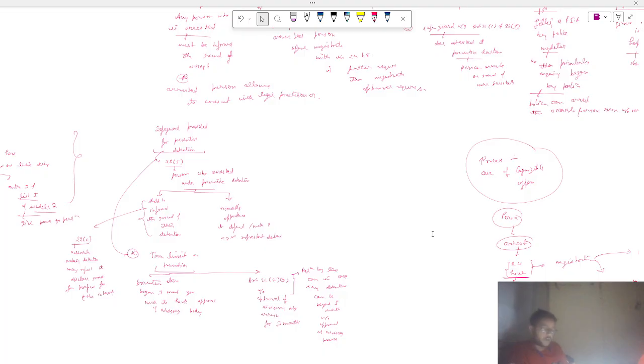But Parliament by law can extend preventive detention beyond 3 months without consulting the advisory body. So these are the provisions given under Article 22 for preventive detention.